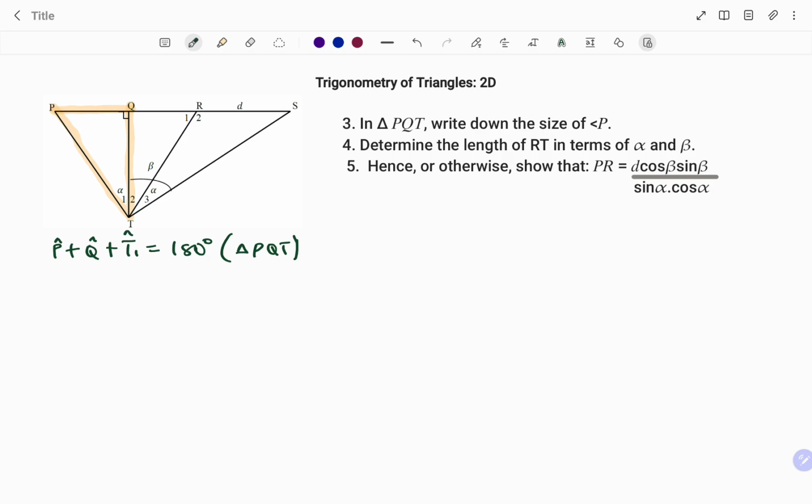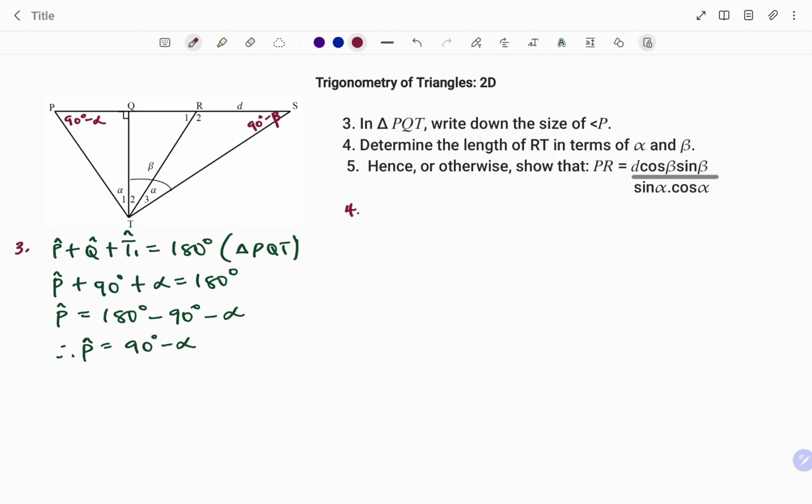Therefore, making P the subject of the formula, I'm going to fill in the values that I have first. I have angle P plus angle Q, that's 90 degrees, plus angle T1, that's alpha, equals 180 degrees. So therefore, angle P is equal to 180 degrees. I'm going to move the other two angles to the right hand side. So that becomes minus 90 minus alpha. Therefore, angle at P is equal to 90 degrees minus alpha.